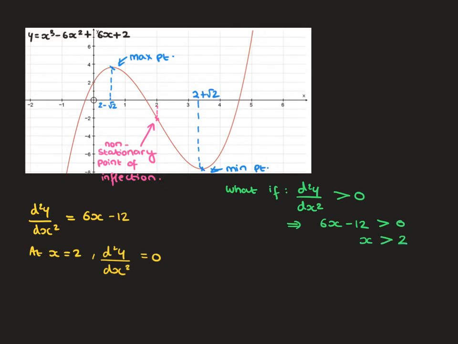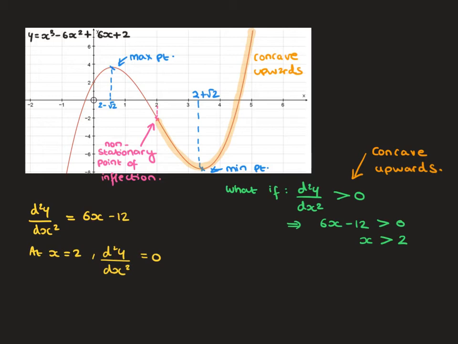But we looked at this a little while ago, didn't we? When the second derivative is greater than 0, we know that that portion of the curve is described as being concave upwards. And I'm going to highlight this on the graph. So see where I'm highlighting orange? This is where the curve is concave upwards.